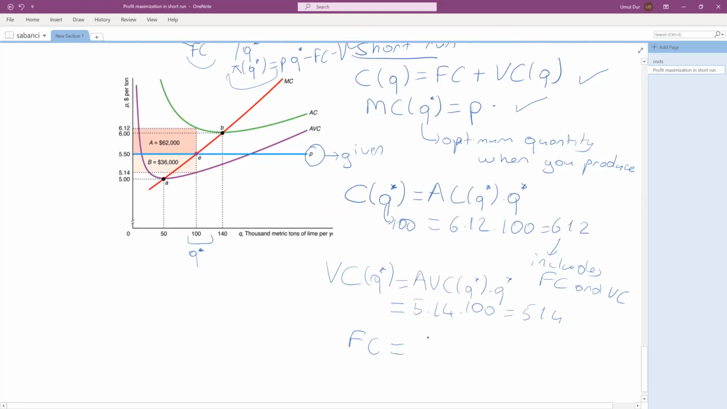Fixed cost is cost minus variable cost, which will be 612 minus 514. It is, kaç etti? 98.